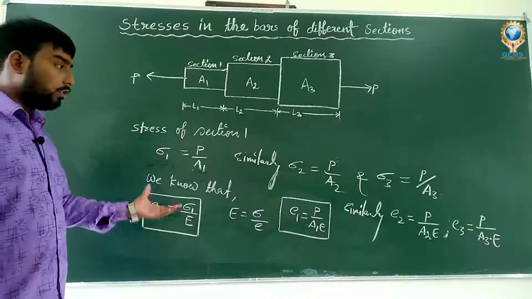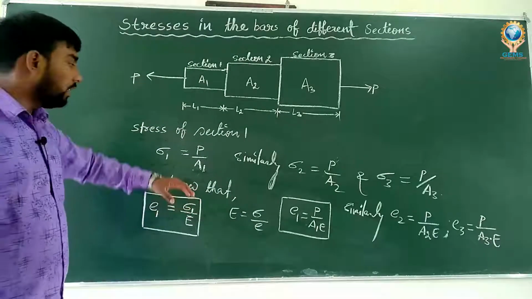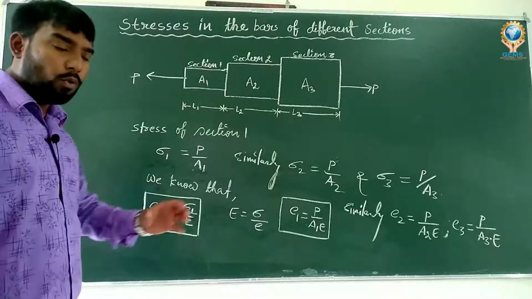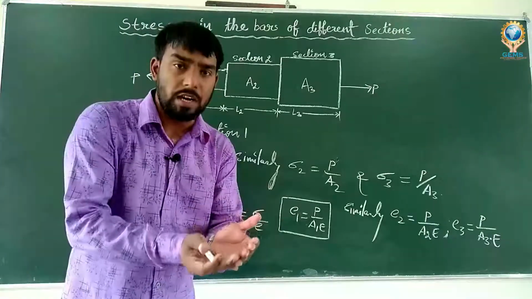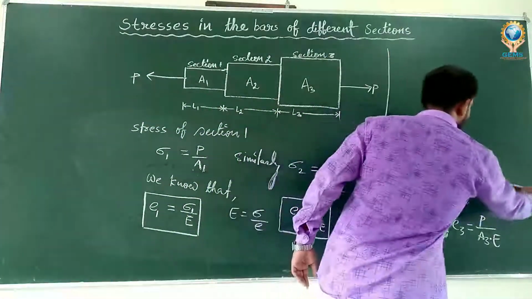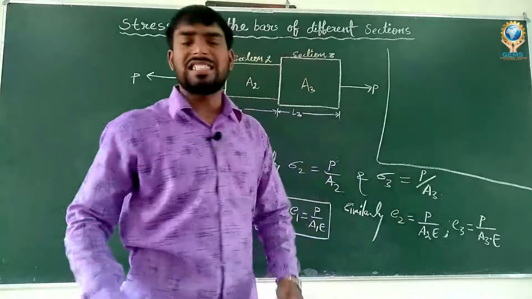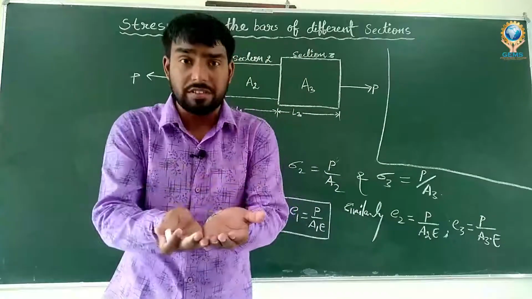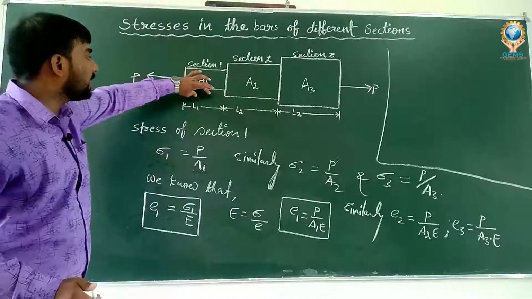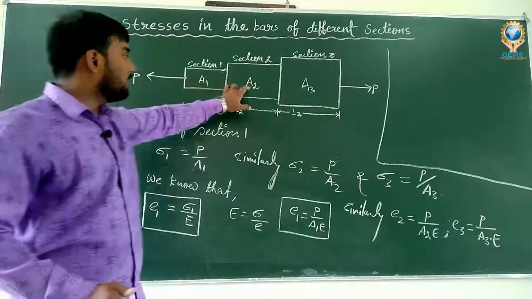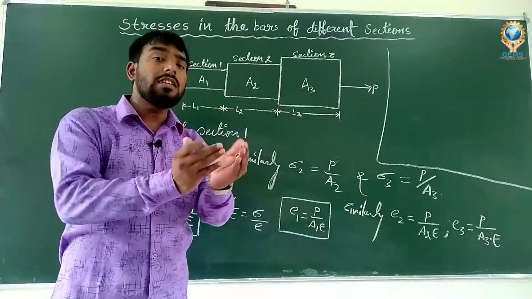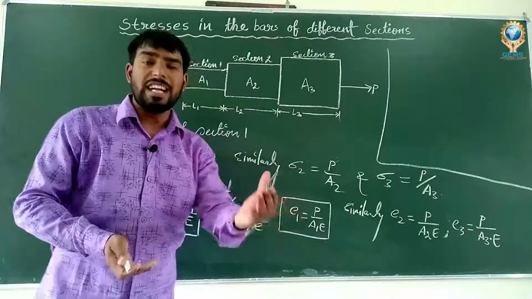Till now we have found the stress value and strain value of different sections. Now one more thing we have to find: the extension of the bar. What is extension? Extension means change in length of the bar. Here we have three different sections: section 1, section 2, and section 3. Each section will have another value of extension, that means change in length.